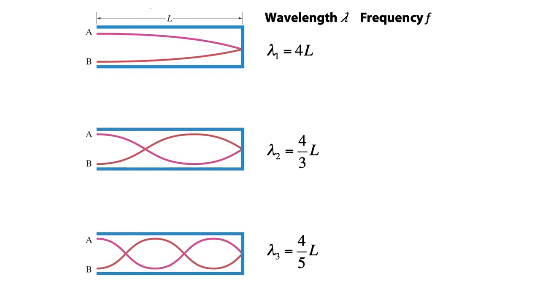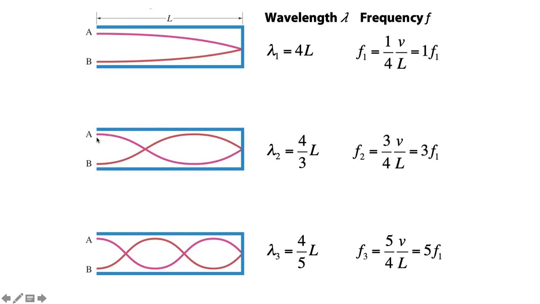So lambda 1 is now 4 times the length, because we've only got a quarter of a wavelength here. 4/3 L, 4/5 L. It's a different pattern. Since we have to have a node and an antinode, we'll never be able to have a complete wavelength, because a complete integer number of wavelengths would involve having a node at both ends. We can apply the same equation, C equals F lambda, F equals V over lambda, and we get the same principle here.